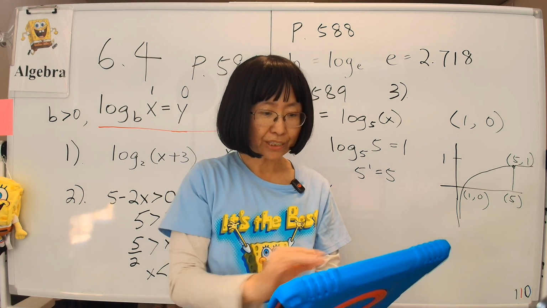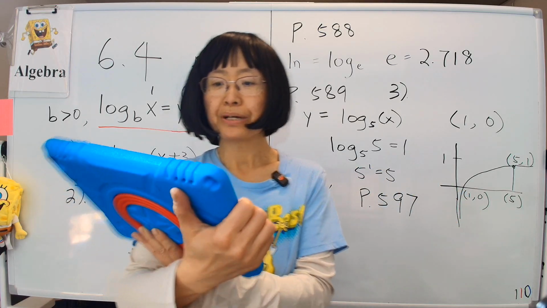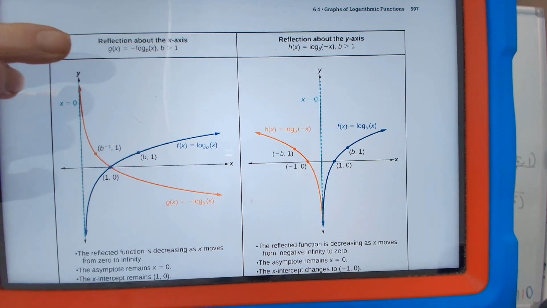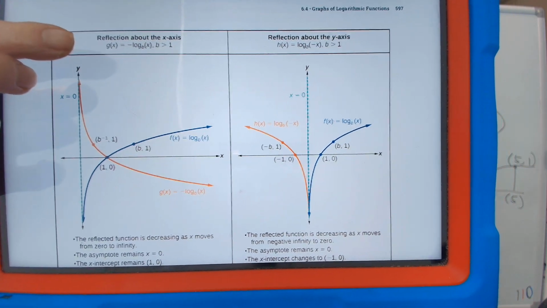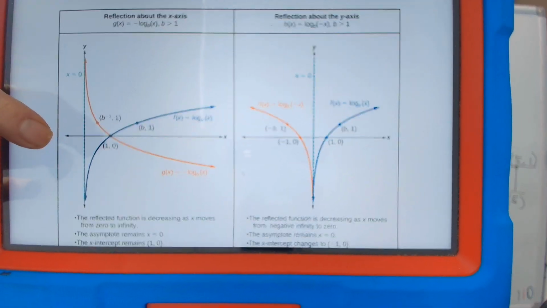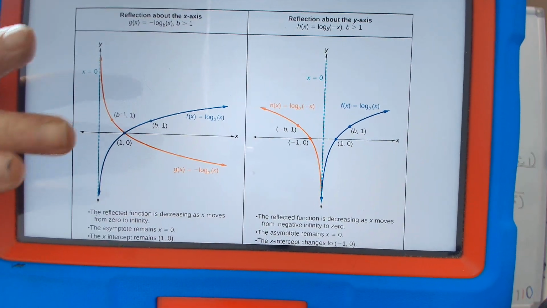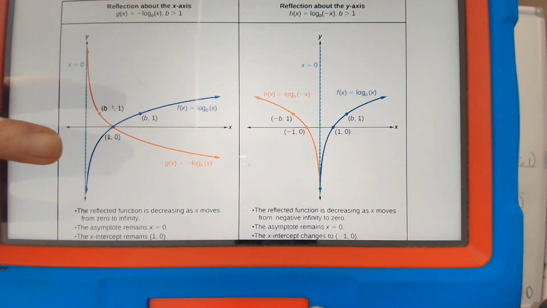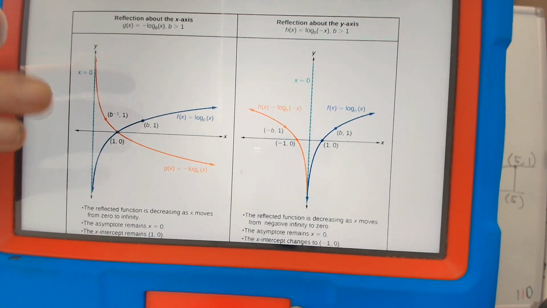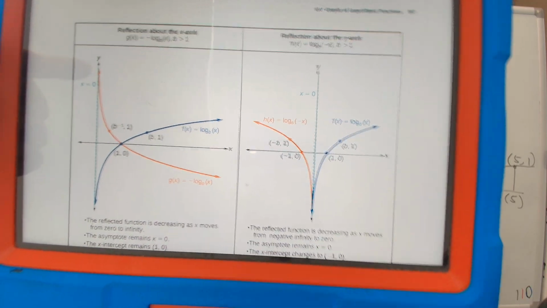And then reflections. Now let's look at page 597. When we have reflections, it means we have a negative sign. Whenever you have a graph and you put a negative sign in front of it, the graph is reflected around the x-axis. That is, the x-axis is now the mirror, and you just reflect the whole thing. The blue line is the original function, and the orange one is when you put a negative sign in front of it. This is true for all functions, not just logarithms, and we mentioned this in the previous lesson.